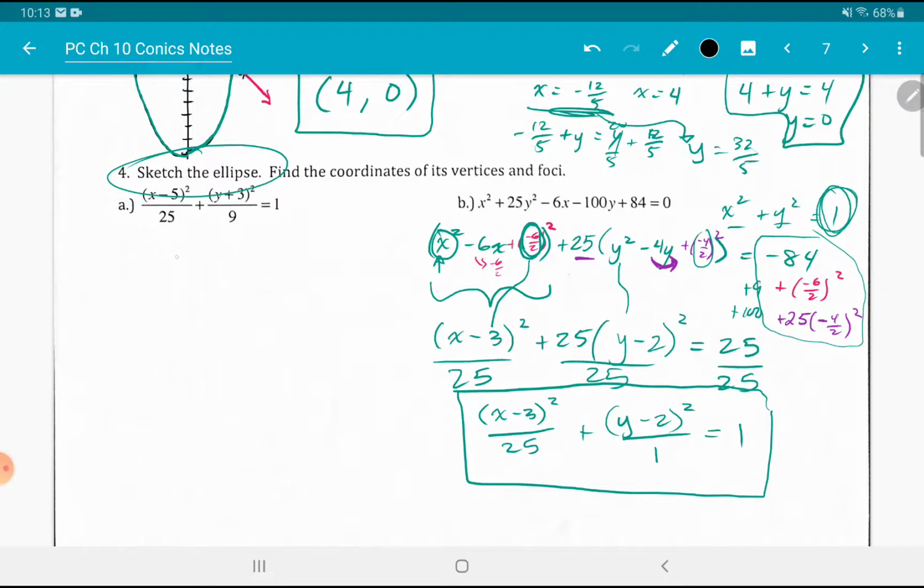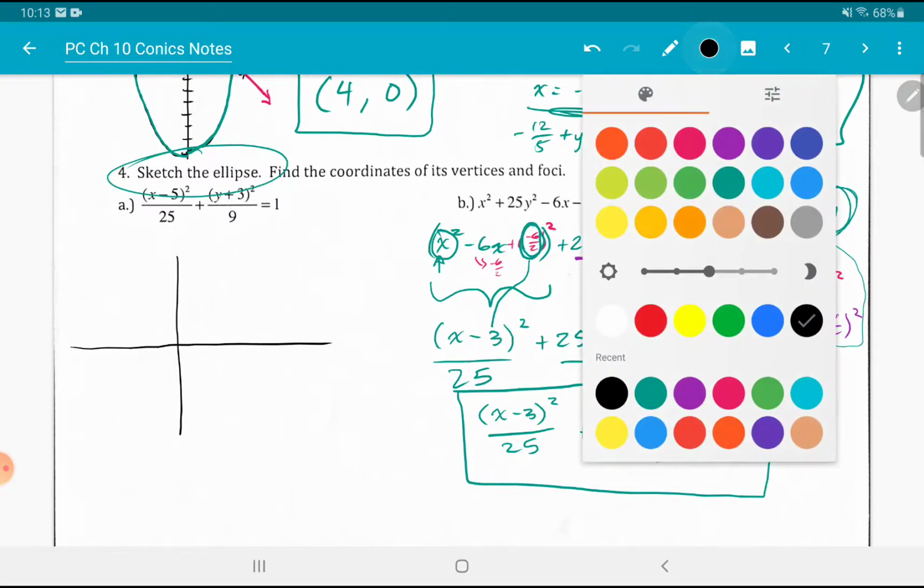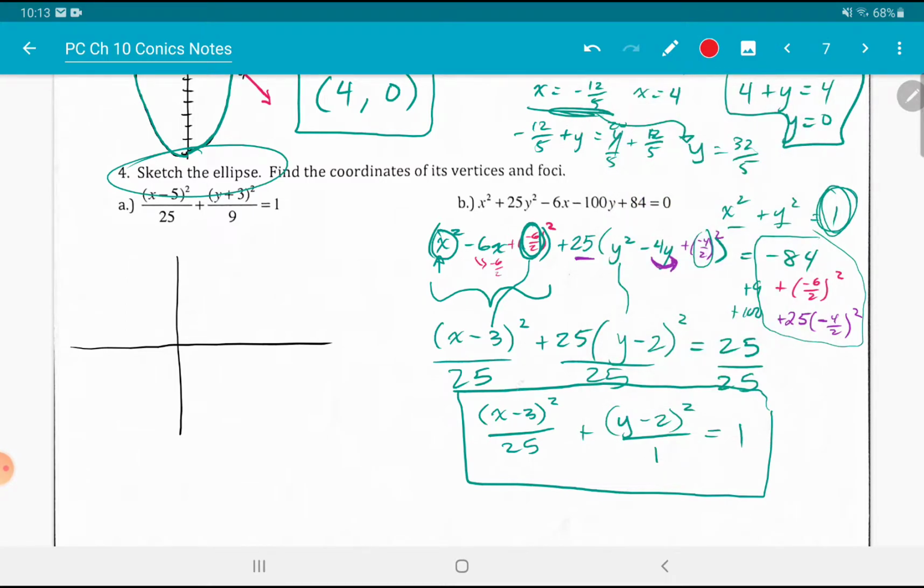So I'm going to draw my coordinate plane. This problem is a little bit different now. What we see is that the center point has been shifted. How does it shift? Remember, if you see a number contained within parentheses, you're actually going the opposite direction. So x minus 3 tells us we're going to shift 3 to the right. So 1, 2, 3. I'm just going to add a little bit more numbers here, just so I can properly graph this.